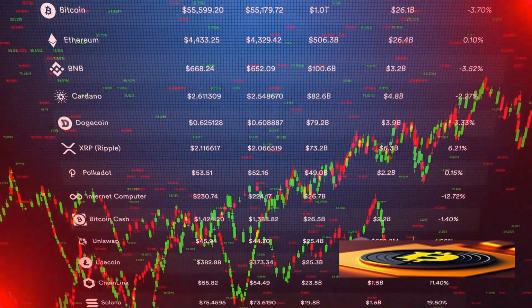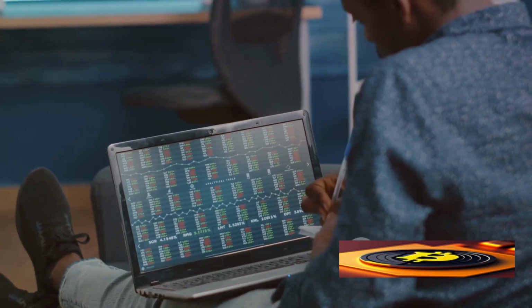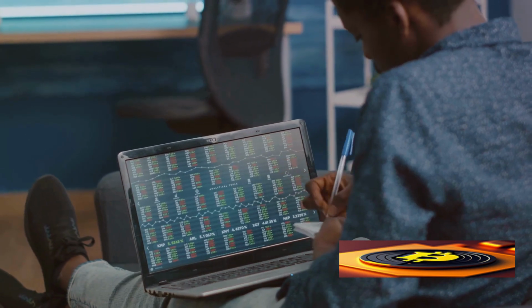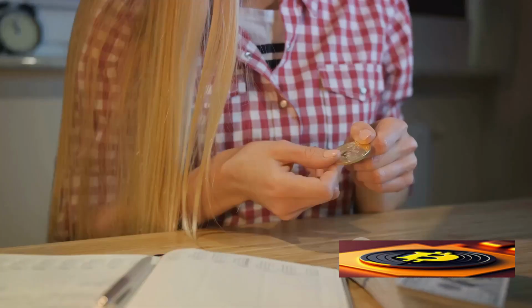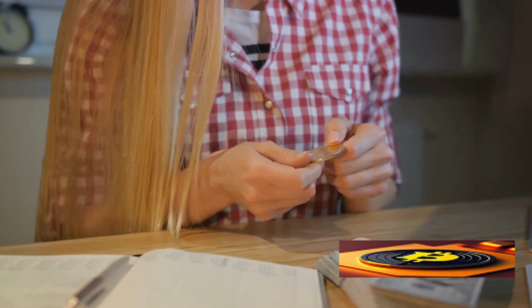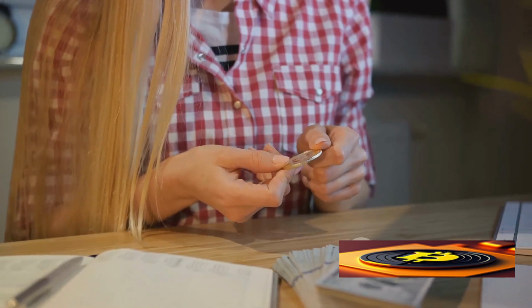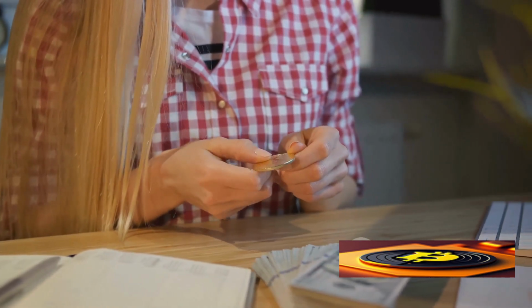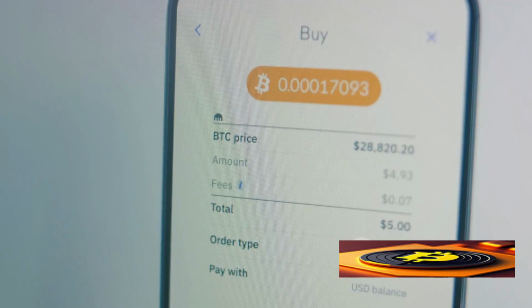Now, you're ready to buy your first digital asset. This is where the fun begins. But before you dive in, it's important to have a clear plan. Are you looking for a long-term investment, or are you interested in short-term trading? Do you want to invest in well-established digital assets like Bitcoin, or are you more interested in lesser-known, potentially high-growth options? Once you've decided, it's as simple as placing an order on your chosen exchange.